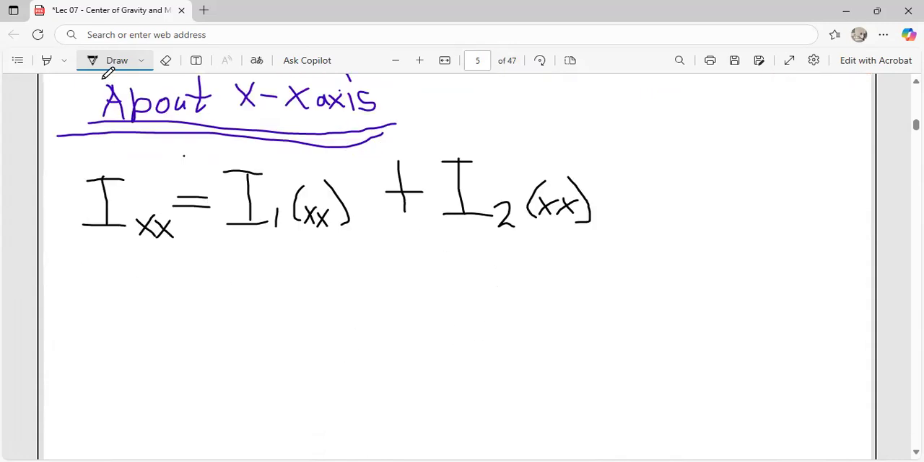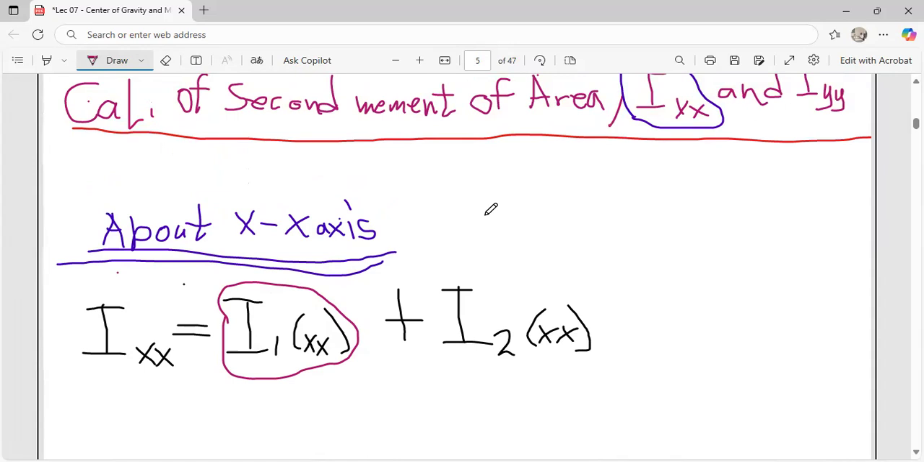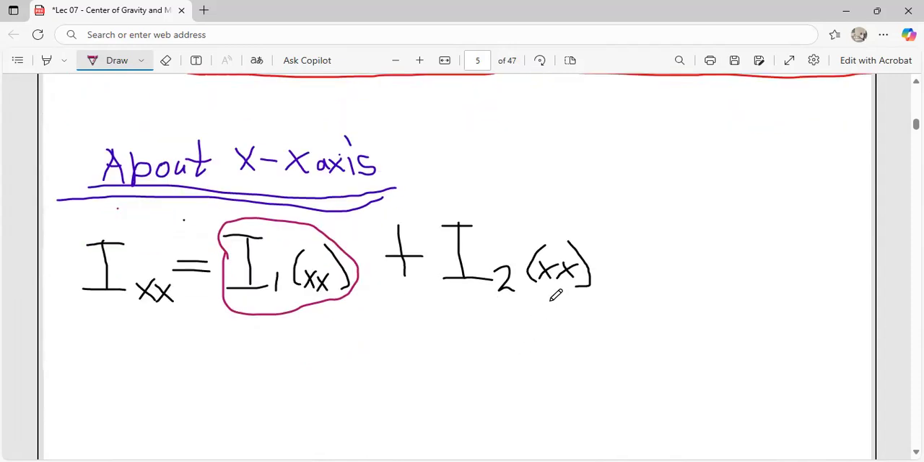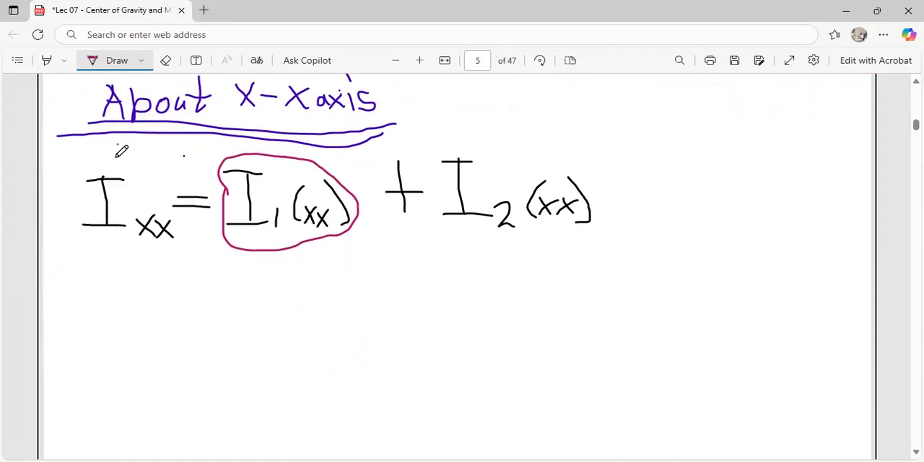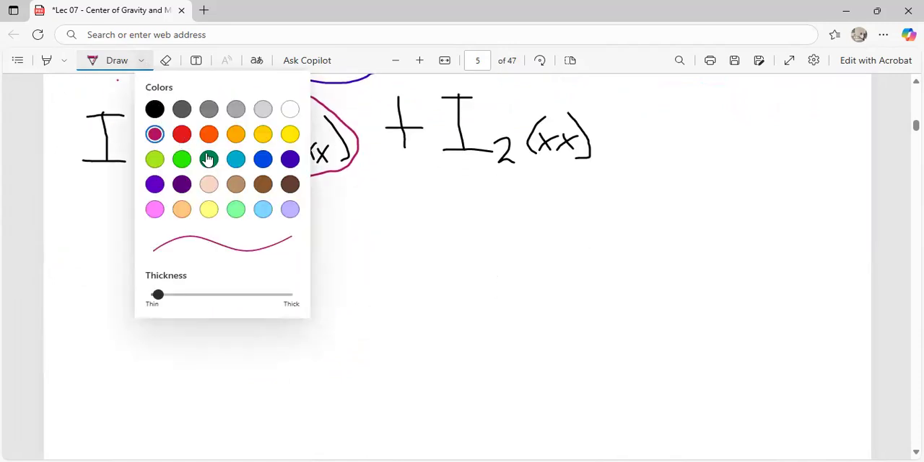So from here, we have to calculate for part one first, then later we go and calculate for the other. First of all, we find this, then later we find for the rest. So first of all, we are calculating the second moment of area about XX. The second moment of area about XX is expressed as: moment of inertia at XX is equal to the moment of inertia of part one of the area of XX plus the moment of inertia of part two of the area of XX. So we have to solve them bit by bit.